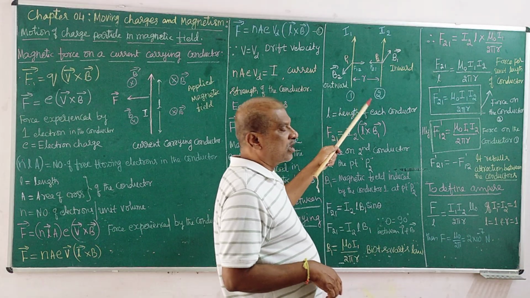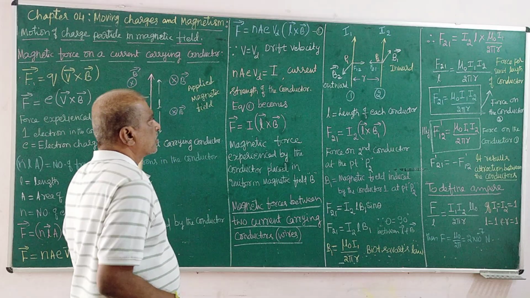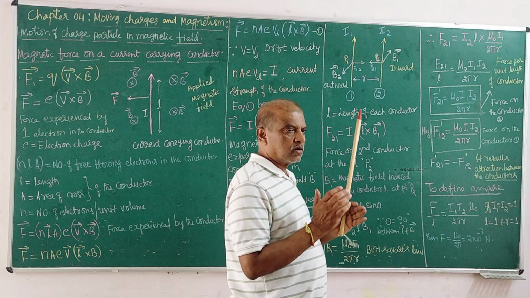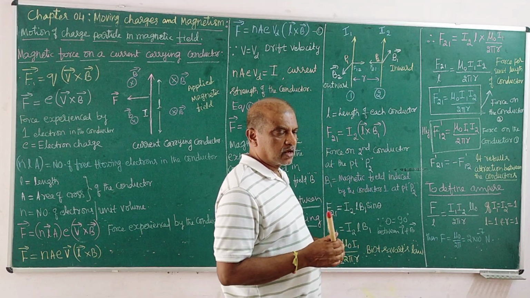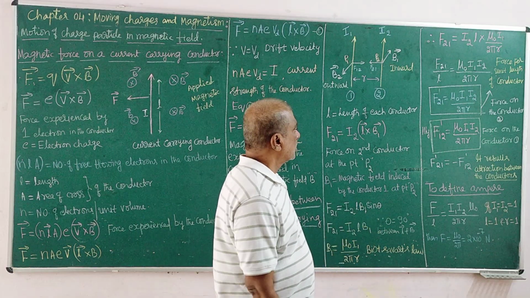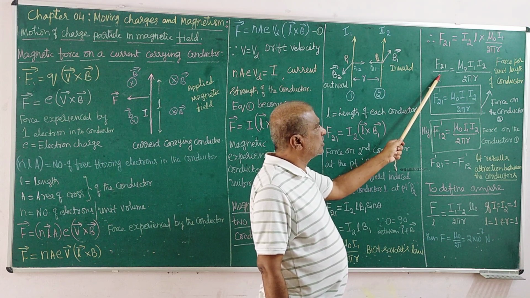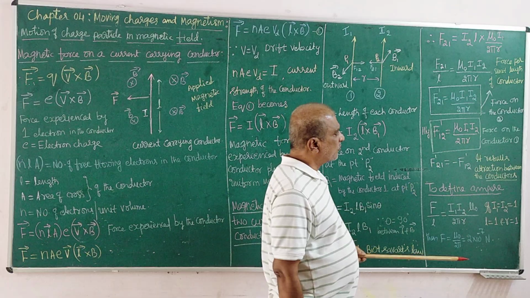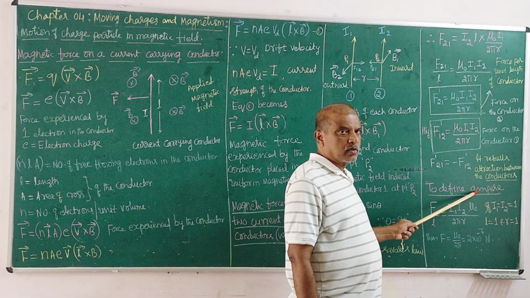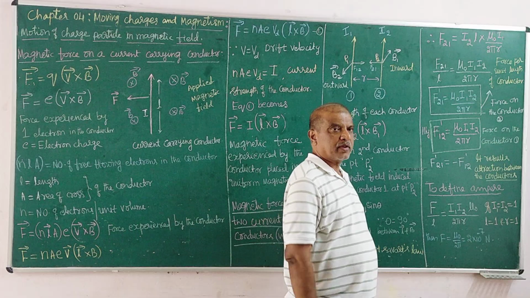The magnetic force on a current carrying conductor: if there is one, it is simply shifting. If there are two conductors like this, either they are getting attracted or repelled, depending on the current direction. Same direction, getting attracted; opposite direction, getting repelled. And using this equation, most importantly, we have defined the meaning of ampere, that is, the definition for ampere.